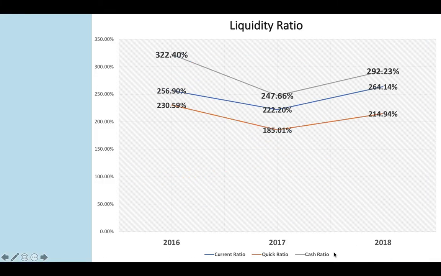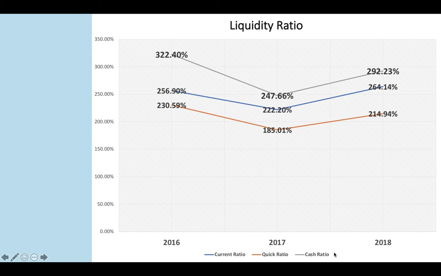So the first one is liquidity ratio. As I mentioned before, we compare the current asset and the current liabilities. In this liquidity ratio, there are three ratios that we use. The first one is current ratio, the second one is quick ratio, and the third one is cash ratio. The ratio is still more than 100%. It means that from year to year, they always have enough current asset to pay their current liabilities.